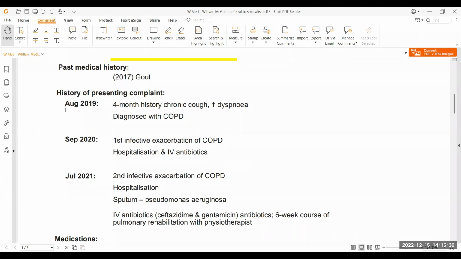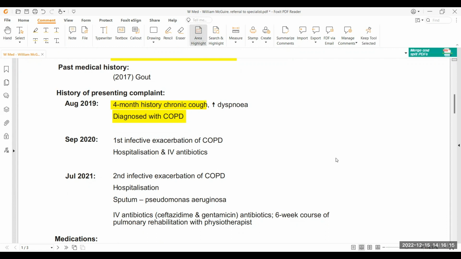That he was actually diagnosed with COPD. He had a 4-month history of chronic cough, and he was diagnosed. So that was back in 2019. And what about September 2020? This is now over a year later from the first time he was diagnosed with COPD, right? It was an exacerbation of COPD.